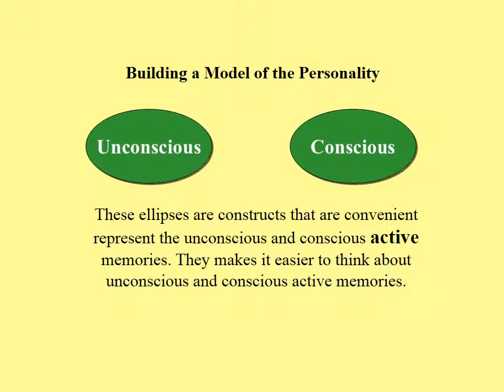We are starting to get ready to build a model of the personality. These ellipses are constructs that are convenient to represent the unconscious and conscious active memories. They make it easier to think about unconscious and conscious active memories.